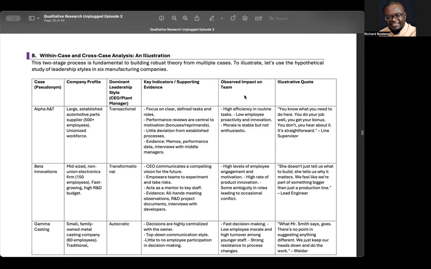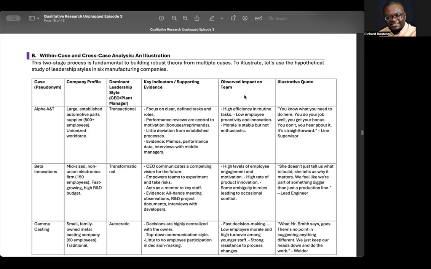Before you even think about comparing the companies, you need to become an expert on each one individually. So you treat each case like a mini-study first. Exactly. You write a detailed narrative or analysis for each company separately. You explore its unique history, its specific context, the dynamics at play within that single case, using all the data you collected for that case. You try, as much as possible, not to be influenced by what you're seeing in the other cases at this stage.